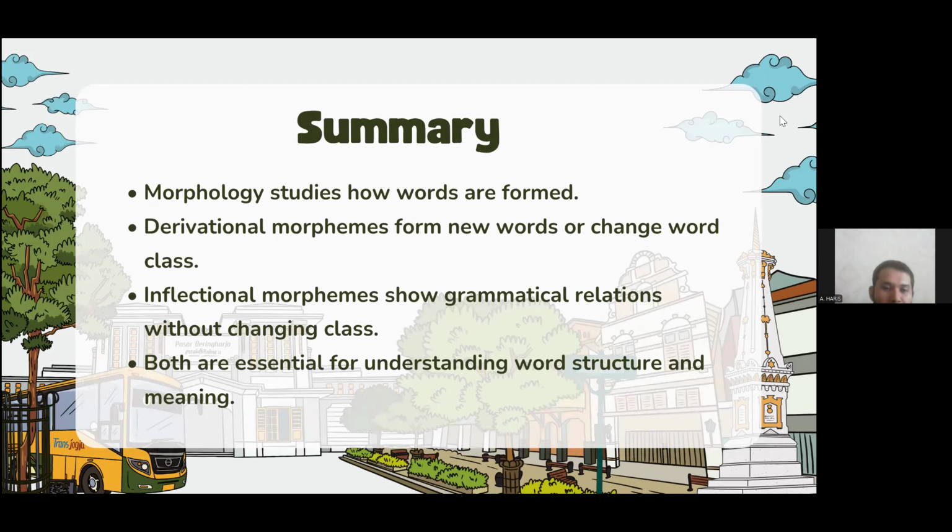This is the last, maybe summary. First, morphology studies how words are formed. Second, derivational morphemes form new words or change word class. And third, inflectional morphemes show grammatical relations without changing class. And the last, both are essential for understanding word structure and meaning.